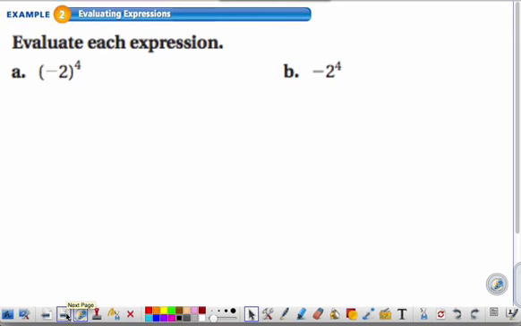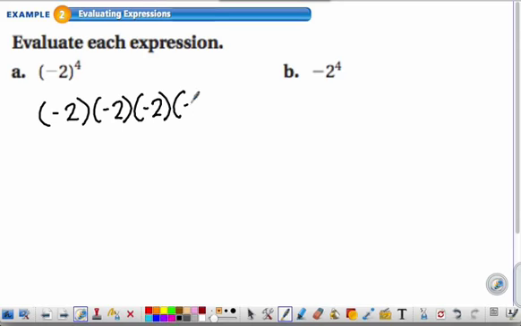Now we're going to evaluate expressions. Before we were just writing them using the exponents. Now we're going to evaluate them. You can see on both A and B we have a -2 to the 4th power, but they're different. One is in parentheses and one's not in parentheses. And so the difference is when they're in parentheses, we literally want 4 -2's. And you can see we continue to write them in parentheses.